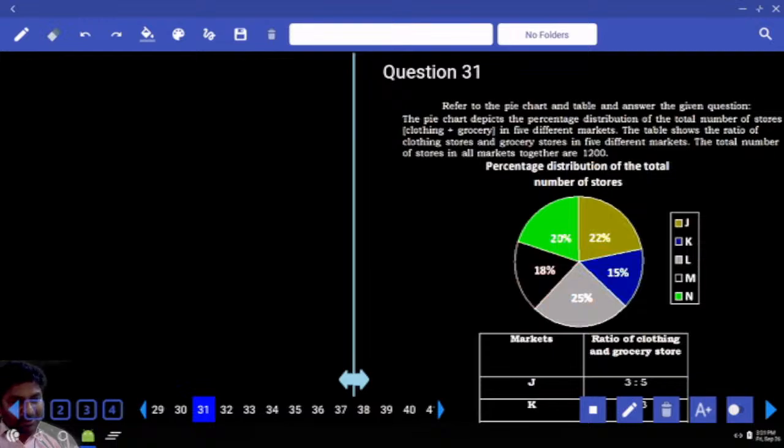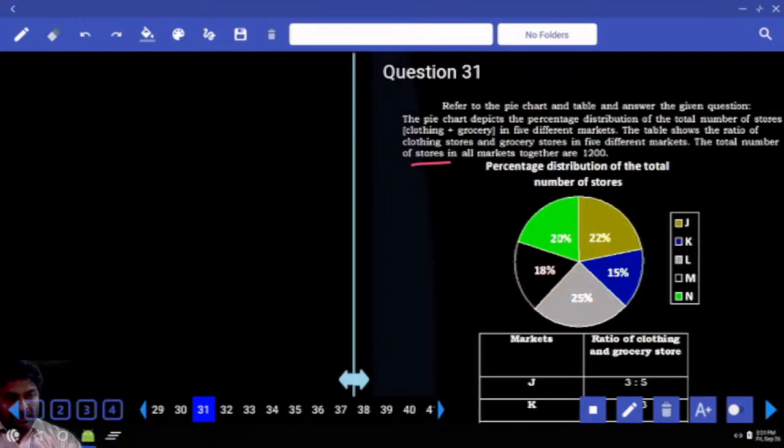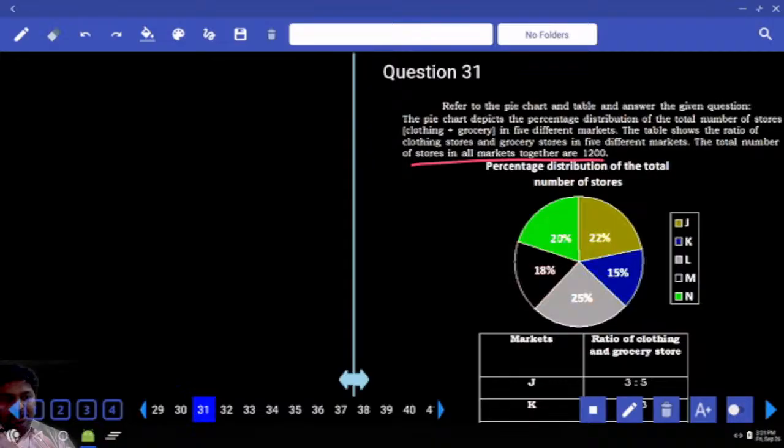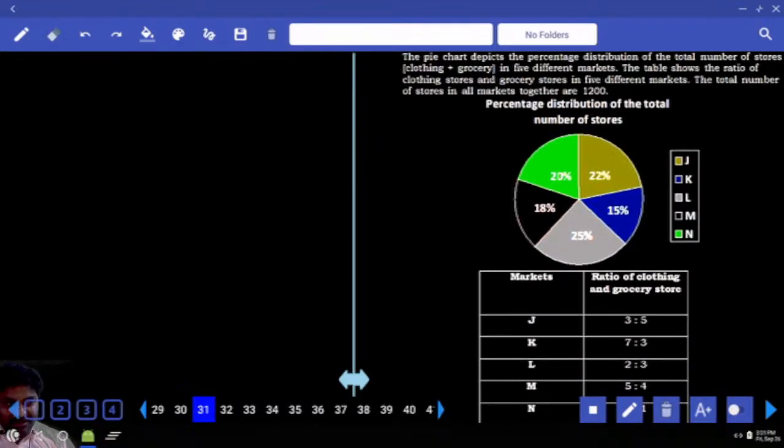Distribution of total number of stores. Total number of stores in all the markets together we have 1200. 1% value is 12. Now J, K, L, M, N.